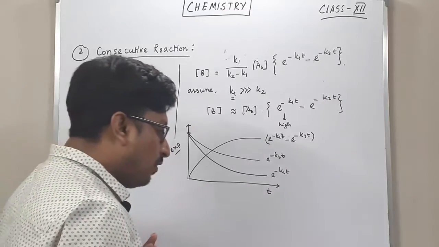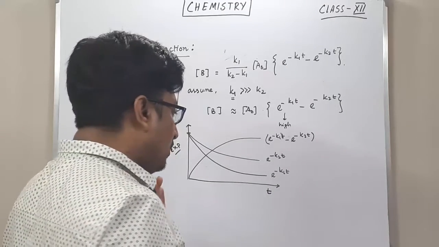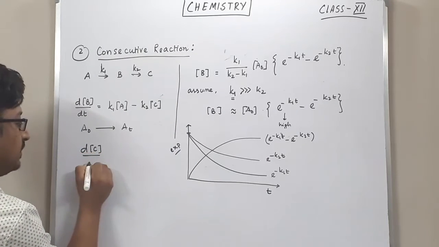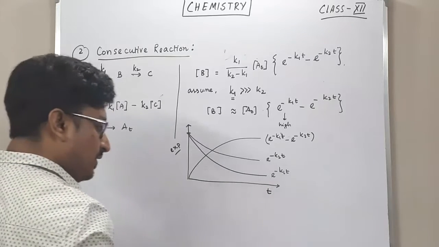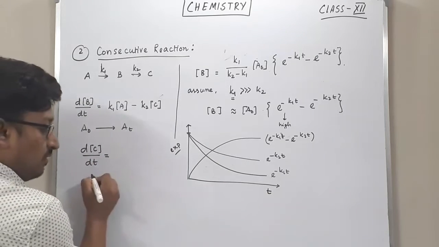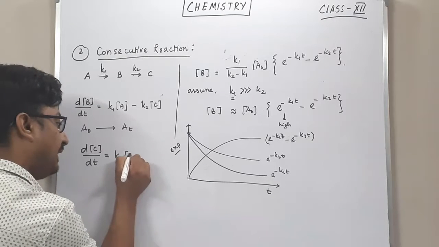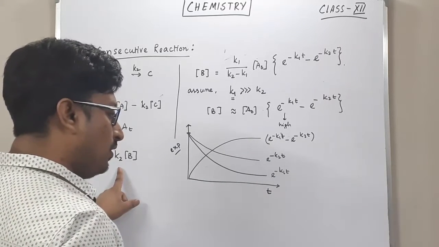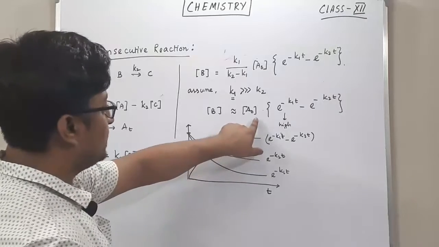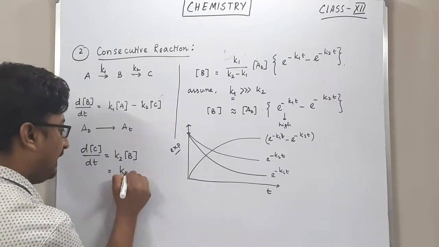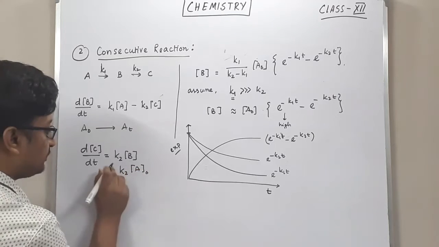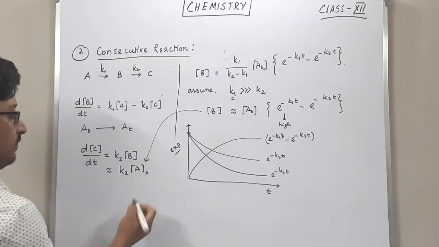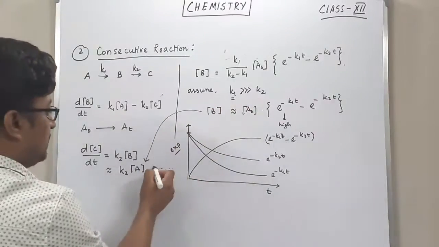Now, what about this one? dC by dt, that is the formation rate of C. So this is K2 into the concentration of B, correct? So for this B under these conditions, it will be K2 into the concentration of A0, into the exponential part.